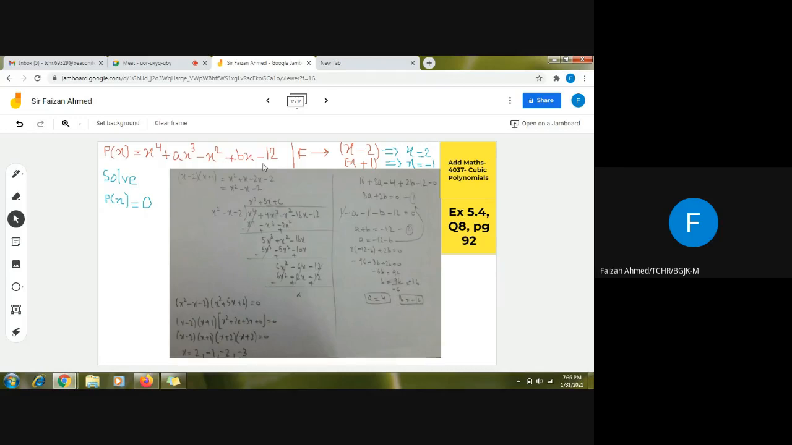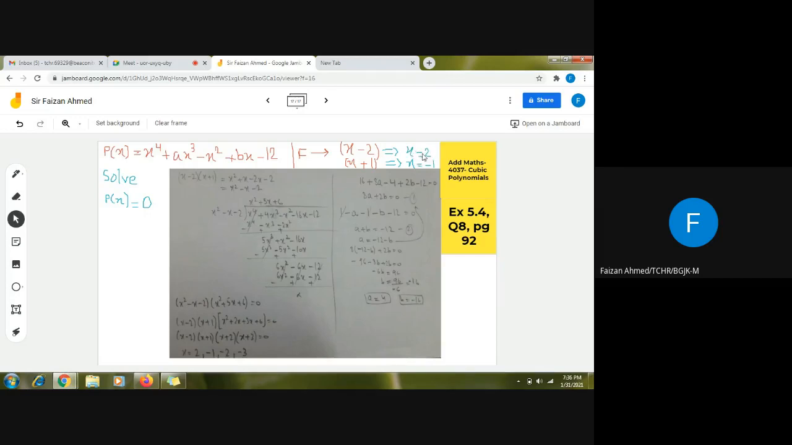So we will start off with the values of a and b. This is the required polynomial, the given polynomial x^4 + ax^3 - x^2 + bx - 12. Since the first factor is x - 2, I equated this factor to 0 and shifted the minus 2 to the other side, so the value of x is coming out to be 2.